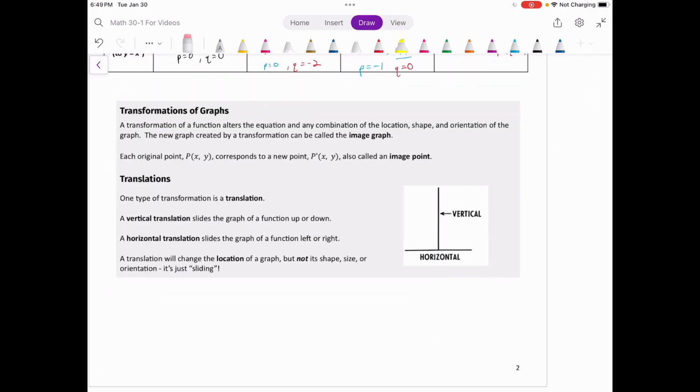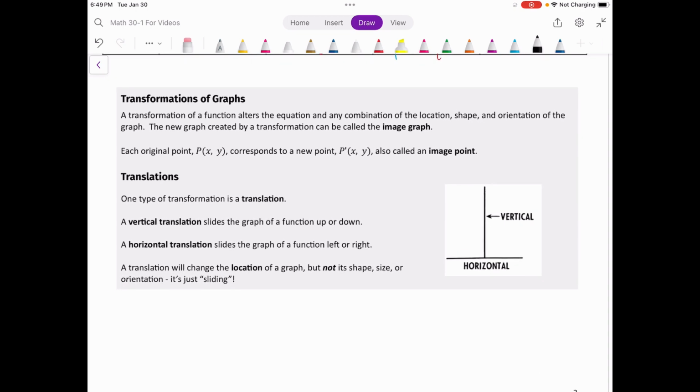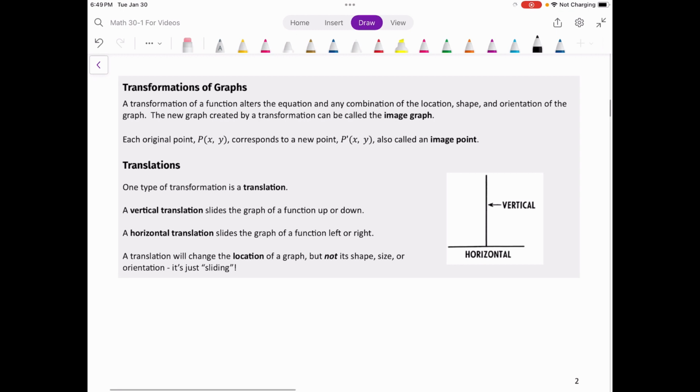But there we go. That's us dipping our toes back into the idea of transformations and using the entry point of, hey, we've done this before. We did it in Math 20 with parabolas and quadratic functions. Now we're just going to extend it, okay? So in general, transformations of graphs, what are they? A transformation of a function alters the equation, and therefore any combination of the location, the shape, and the orientation of the graph. We'll look at transformations that alter all of those as we go.